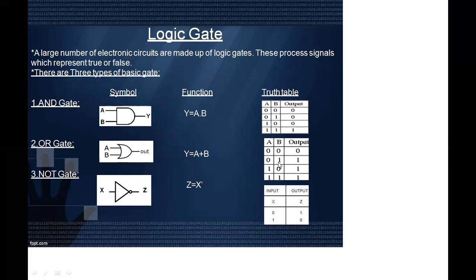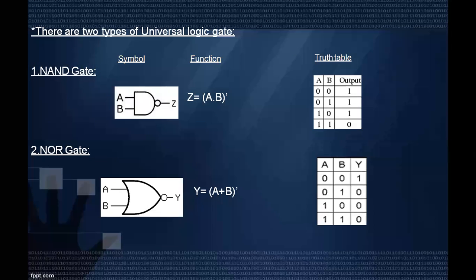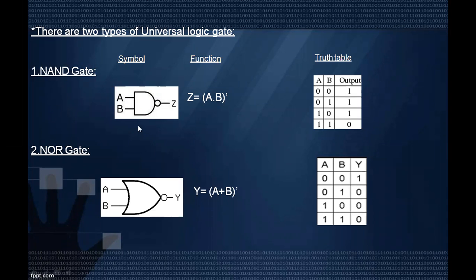And here in OR gate, if any one of the input digits is 1, then we get the result, that is 1. And in NOT gate, here the input is 0 and 1, and we get just the opposite result. And we have two types of universal logic gate, that is NAND gate and NOR gate. NAND gate is nothing but not AND and NOR gate is nothing but not OR.